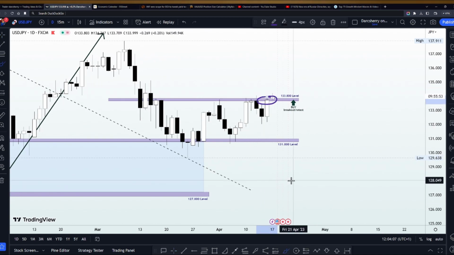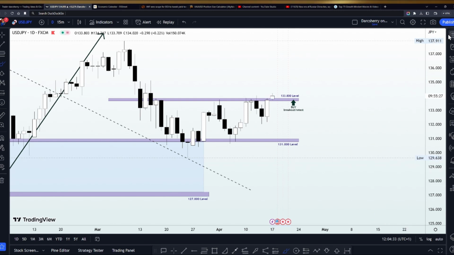And as you can see how price action closed last week, it closed at the 133.800 level, which makes this area a very, very important confluence, as we need to see how price action will be reacting to the 133.800 level during the early hours of this week to now decide how we are going to be trading the USDJPY. Obviously, anything above the 133.800 level will be giving us an opportunity to buy.